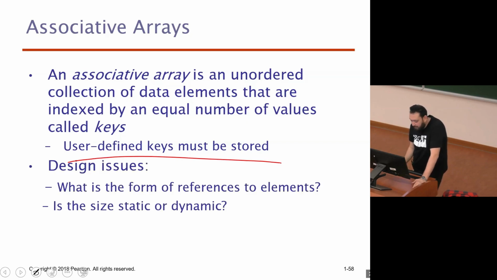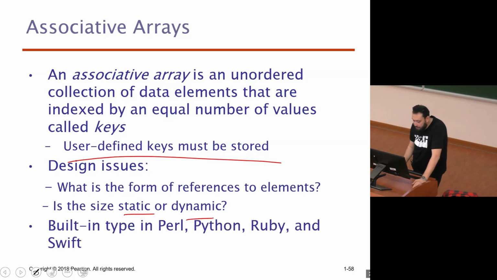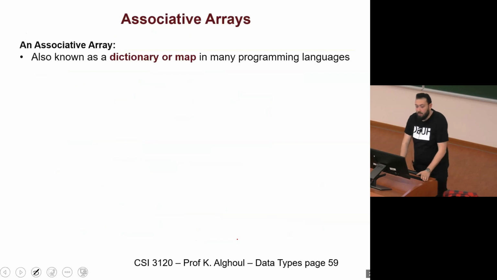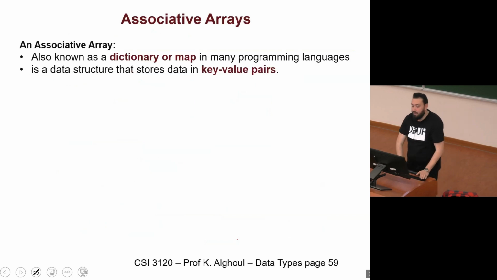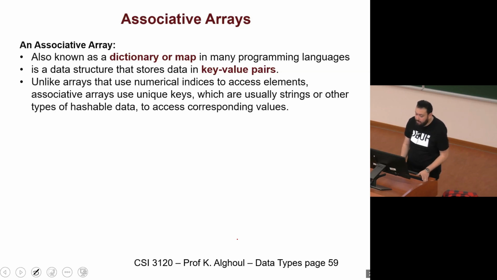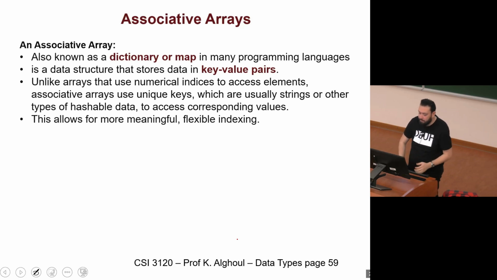Design issues. Again, we're always trying to find what the issues are, static, dynamic, all of these things. And as you can see here, built in, when it comes to Python, we've seen it, the dictionary is actually built in. You don't have to build it. It's also known as a dictionary or map in many programming languages, a data structure that stores data in key value pairs, unlike arrays that use numerical indices to access elements. So here we're not going to access them with numerical indices. We're going to access them through their keys. So that's the difference.